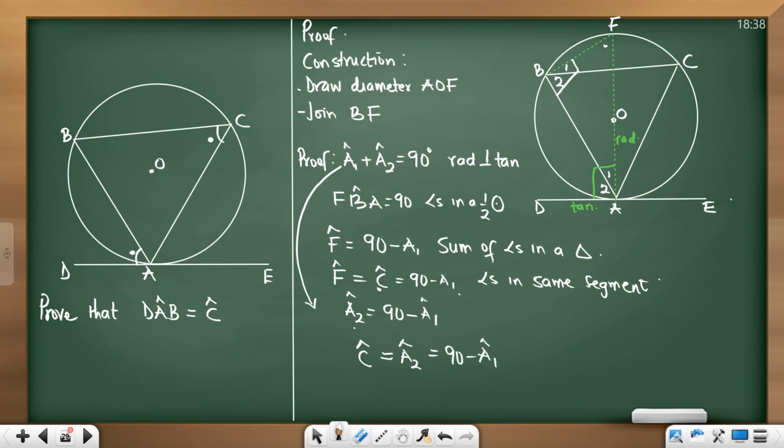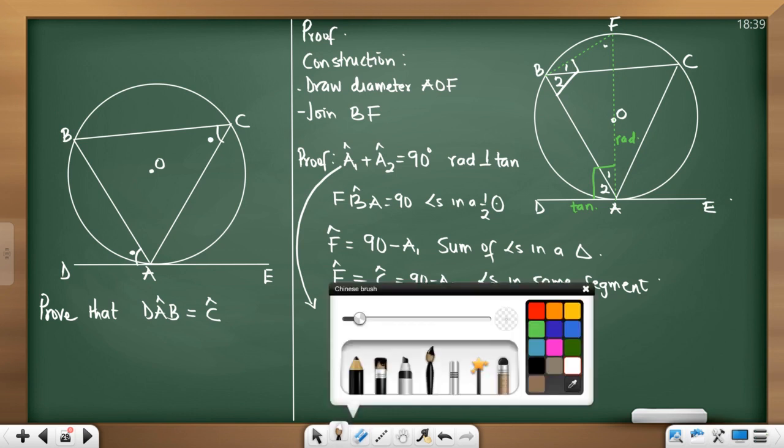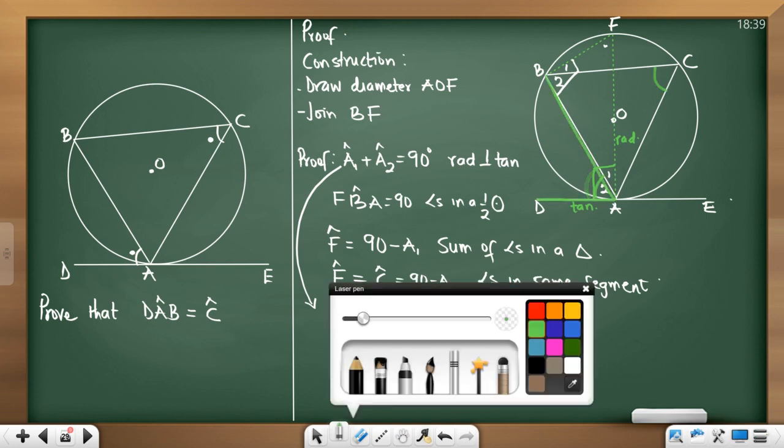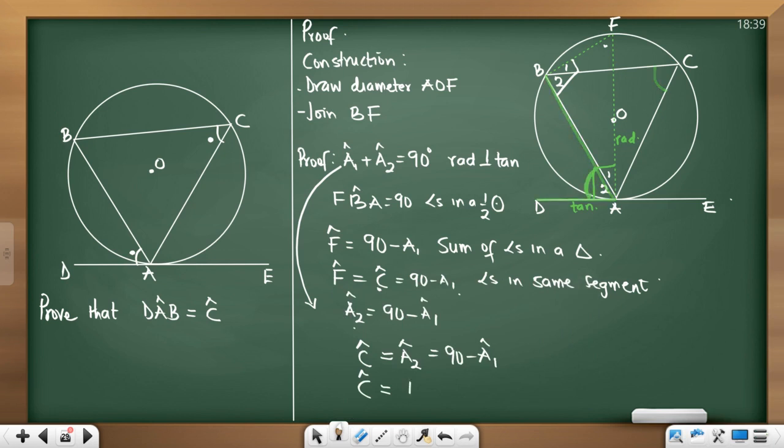I've added a few things just to make it clear. What is angle A2, by the way? Where's my highlighter? Look at where A2 is. A2 is DAB. This angle is therefore equal to that angle. We are done. DAB. Proof is done. This is called the tan-chord theorem. The tan-chord theorem.